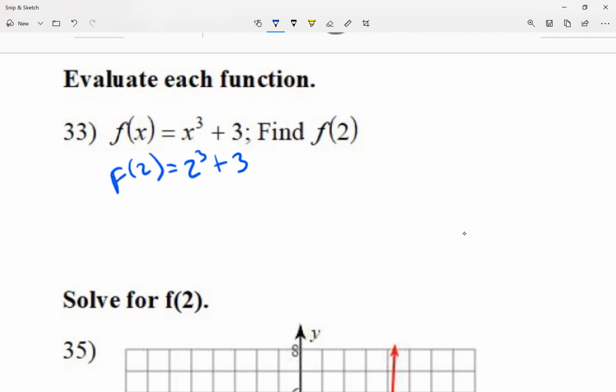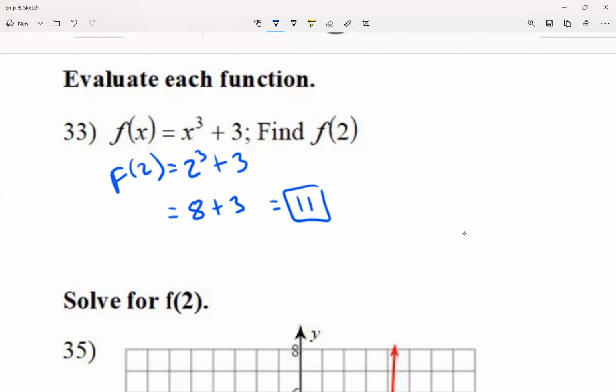Order of operations: we have to do exponents first. Now 2 to the third is 8, right? Imagine 2 multiplied by itself 3 times, so 2 times 2 times 2. Many people think that 2 to the third is 6, but that's 2 times 3, not 2 to the third. So be careful on that. Now, I have 8 plus 3. 8 plus 3 is 11. So my answer here will be 11.